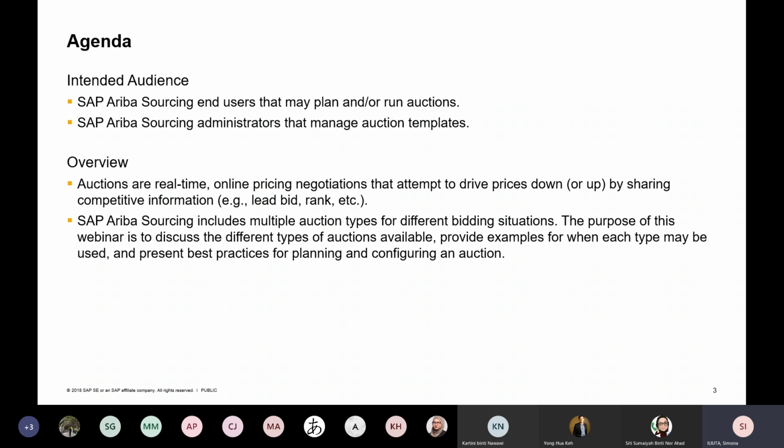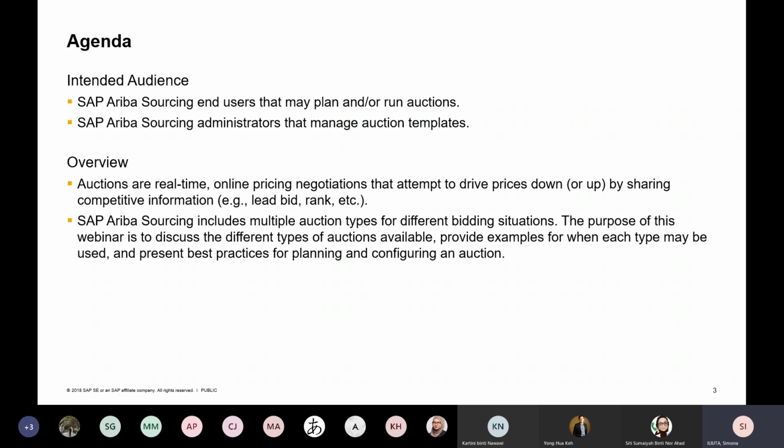So the SAP Ariba sourcing module that you guys have been using with the full project and the envelopes and the RFP includes this last step or this last sourcing event that we call an auction. And we include several auction types for very different bidding situations.